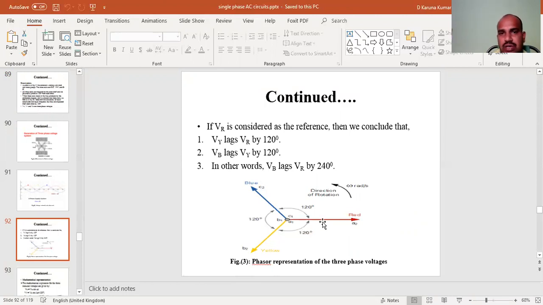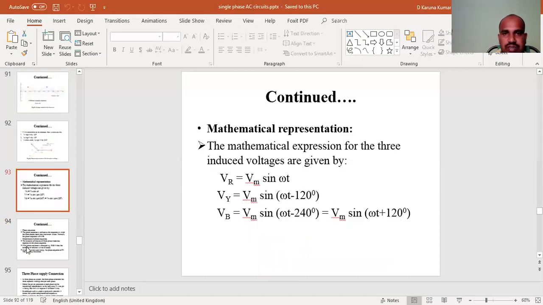Now VR to VY and VY to VB is 120 degrees, and again VB to VR is 120 degrees. In other words, VB lags VR by 240 degrees: 120 degrees to VY plus 120 degrees to VB, totally 240 degrees. The angle is 240 degrees.